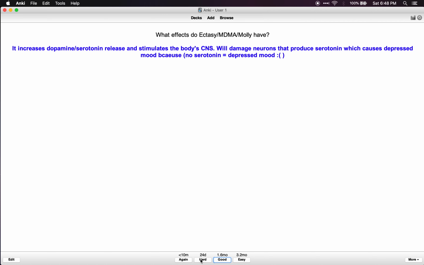What effects do ecstasy, MDMA, and Molly have? It increases dopamine and serotonin release and stimulates the body's central nervous system, which will damage neurons that produce serotonin, which causes a depressed mood because no serotonin equals depressed mood.